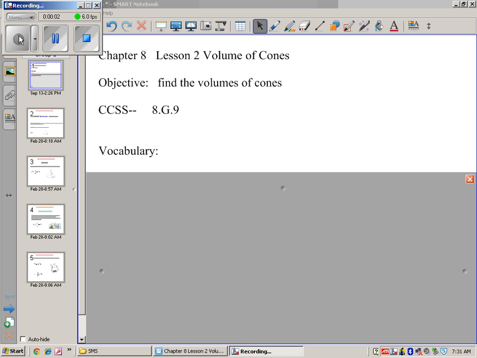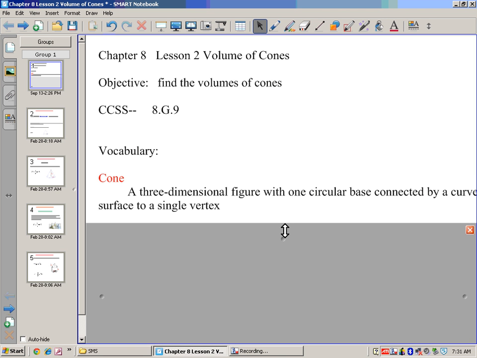Okay, welcome to Chapter 8, Lesson 2, Volume of Cones. Our objective or learning target for this lesson is to find the volume of cones. And we have one vocabulary word for this lesson, and it is, hey, cone. What do you know? A three-dimensional figure with one circular base connected by a curved surface to a single vertex.